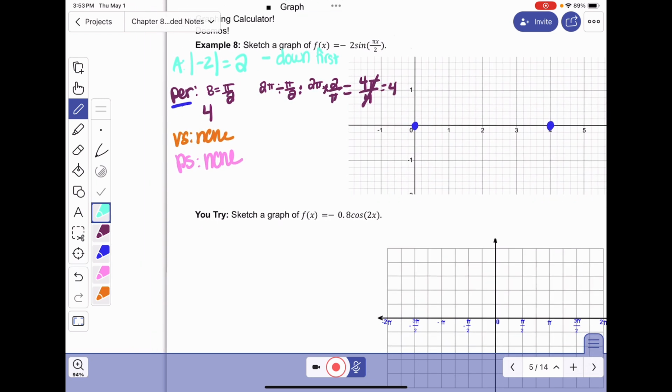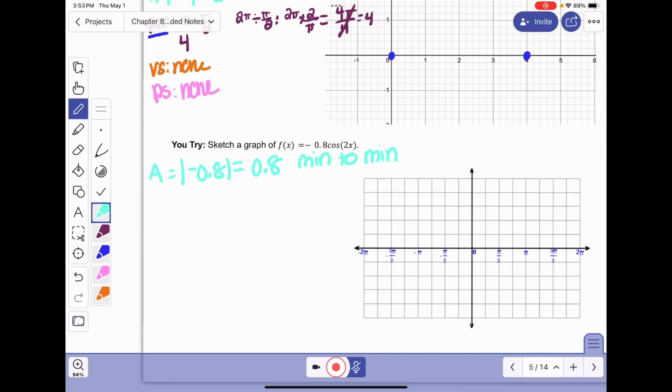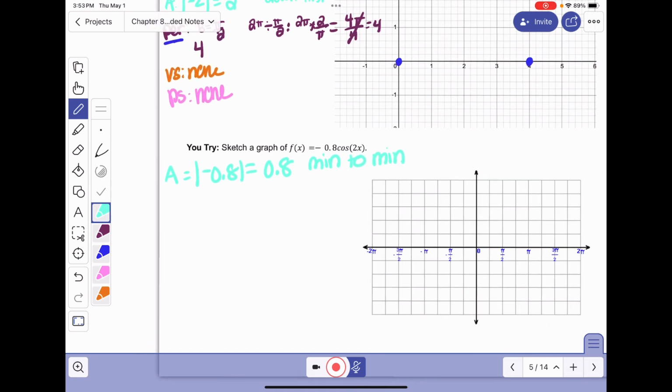Start by finding the amplitude. So absolute value of negative 0.8 is 0.8. And the negative tells us we're going to go minimum to minimum. Because those are decimals, I'm just going to count by 0.2. So like we're going to say this is 0.2, 0.4, 0.6, 0.8, 1.0, and then same things on the negatives.